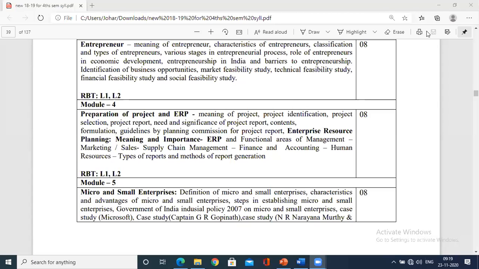And this unit is totally related. You cannot say it is purely a management subject, this ERP or preparation of project. So to an extent, technically speaking also, you have a word called project. So what is the meaning of a project? You need to understand.